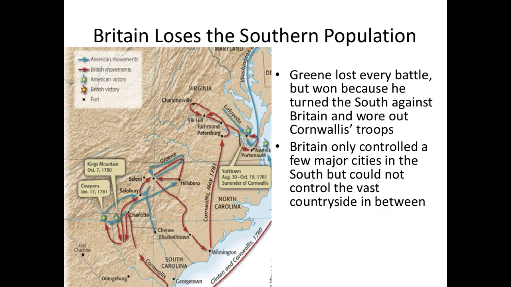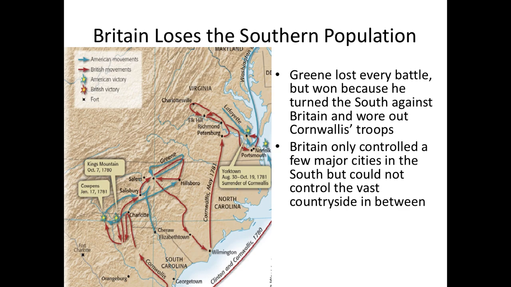So again, by the end of all this, after several years of fighting the American Revolution, Britain only controlled a few major cities. They controlled New York City still, I believe, at this point. They controlled Charleston. They had been driven out of Boston, and I believe by this point they had abandoned Philadelphia just to make sure they could control New York City. So Britain had very little control of the colonists. They had a few major cities, but in the South, they pretty much had Charleston and not much else. But again, they could not control the countryside in between the cities. And so Nathanael Greene, a military genius, loses every battle but wins the South.